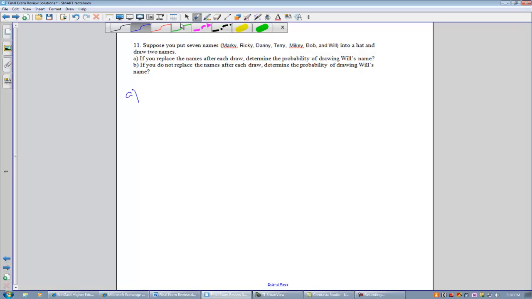And so the first thing we want to do is understand the problem. You have 7 names, you put them into a hat, and you're going to draw 2 names. And you want to figure out the probability of drawing Will's name. So maybe the first thing we'll do is figure out the number of things in our sample space.